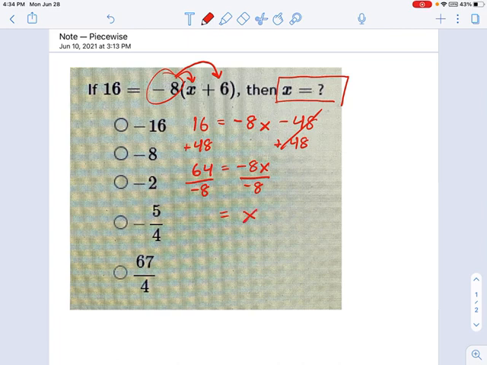And there we go. We got x on one side all by itself. 64 divided by negative 8 is just negative 8. You can use your calculator if you're not feeling confident about these things, but that's the way you solve this one.